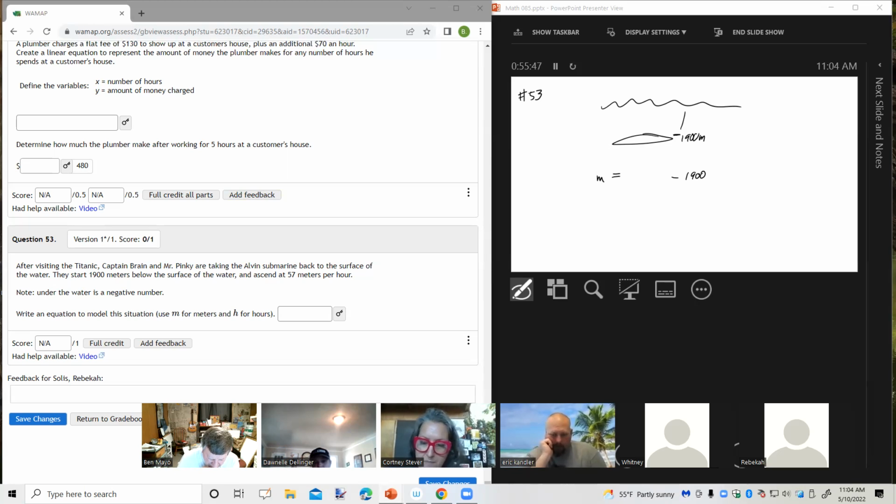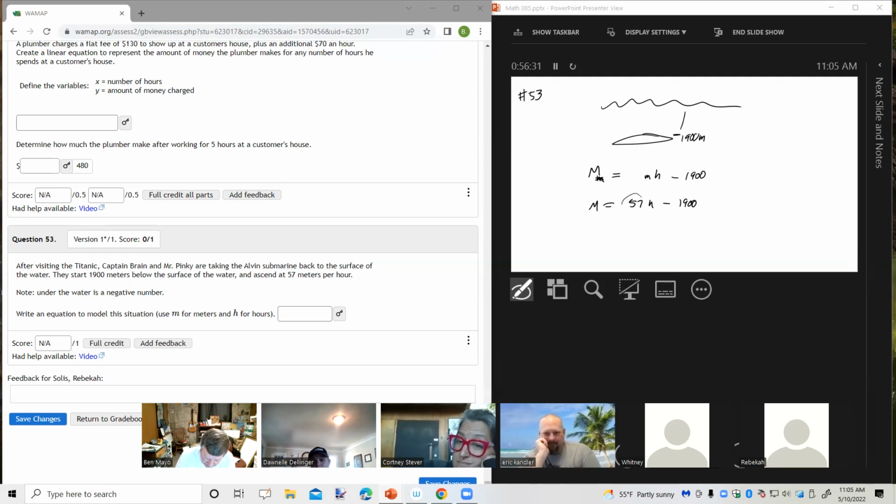M is going to equal something times H. So tell you what, I'm going to go back to using capital M for meters, and a little m for the slope. Which I'm so confused. Just hang on. And then we've got H, right? Okay. So it's going to be big M equals 57 times H minus 1,900.